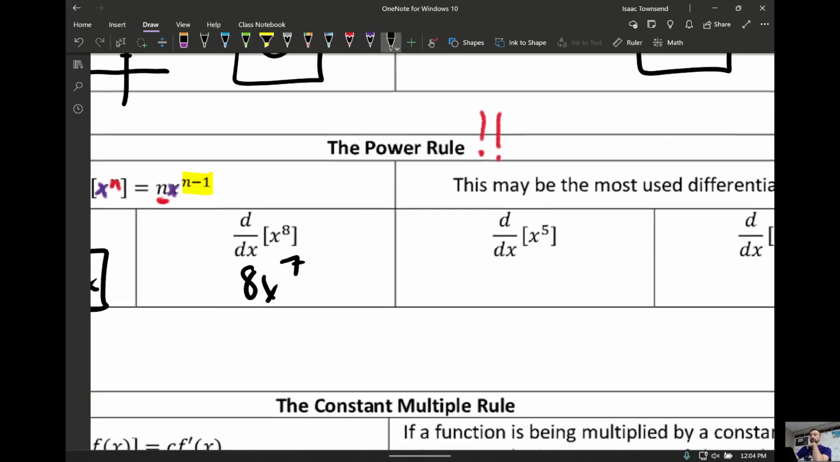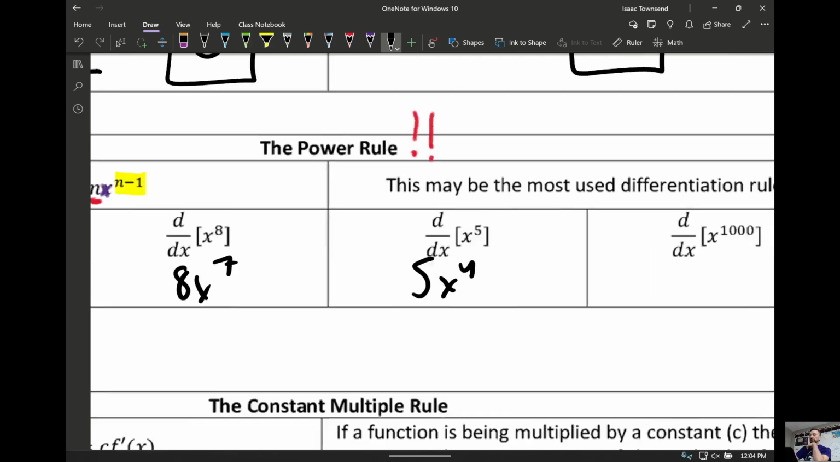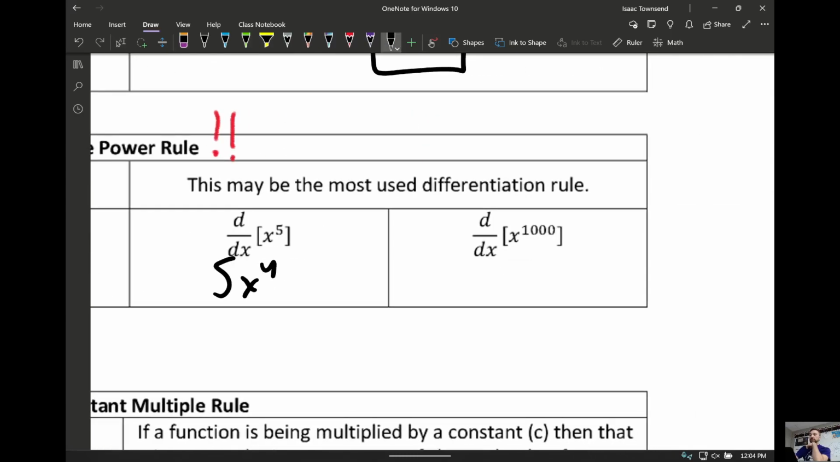x to the 5th would be 5x to the 4. And then somebody else, what about x to the 1000? Yep, 1000 x to the 999 power. Which is pretty silly, but that's the way it works. Bring the power down, lower the power by 1.